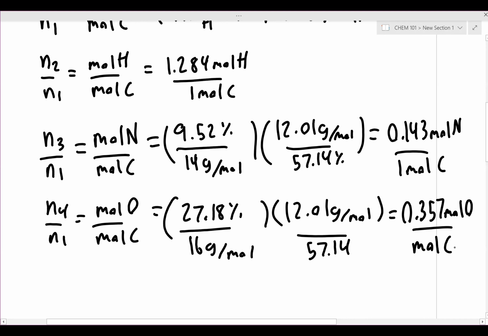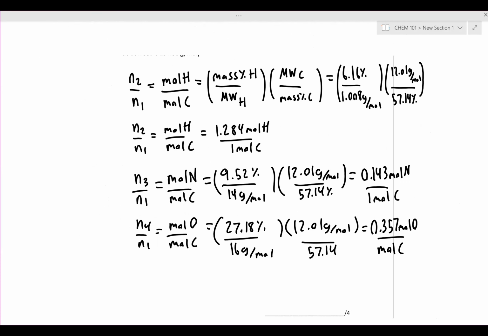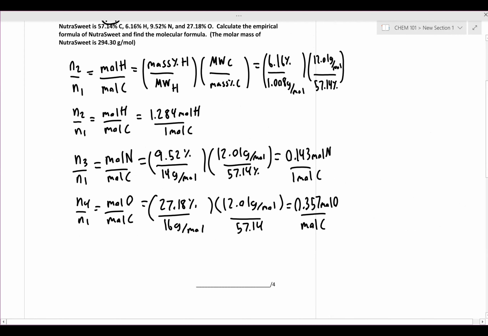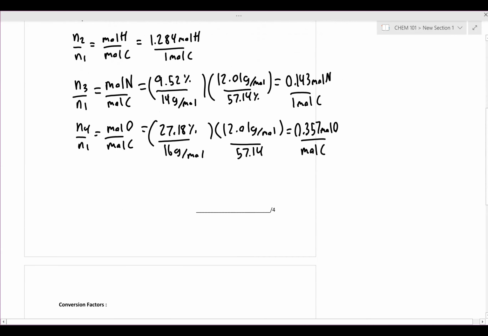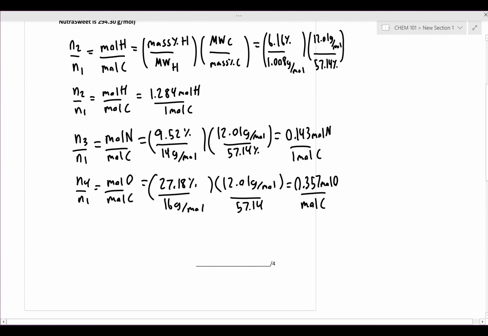Okay, perfect. We have our mole-to-mole ratios. Now our job is to guess and figure out the smallest common multiple, the smallest whole number that we can multiply each of these fractions by to give us a whole number. So let's zoom out a little bit so we have a little bit more space to work with. So we're going to rewrite our mole ratios with a little bit extra space.